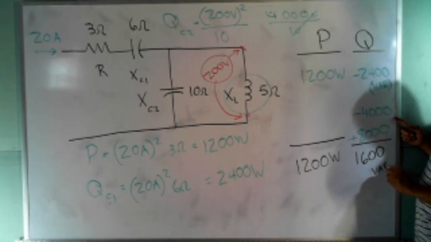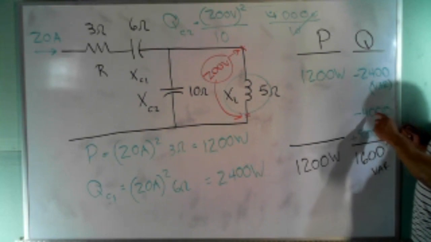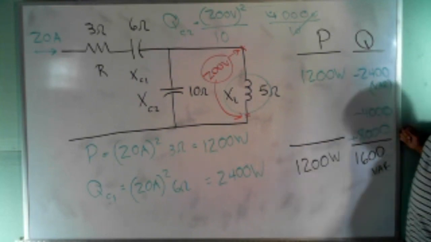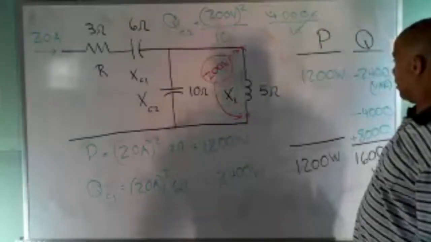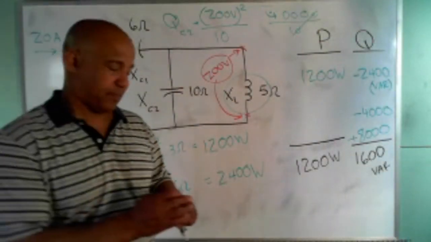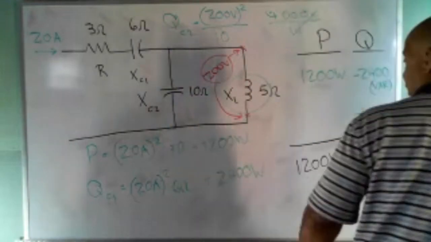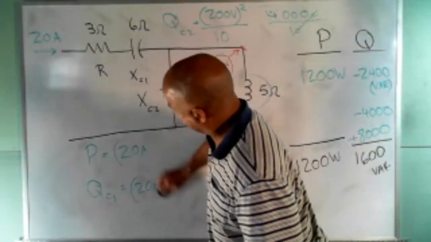Is that right or not? 8,000 minus 4,000 minus 2,400. Is it 1,600? Yes. Okay. All right. So now we gotta find S, and that's it. We're good to go. And of course, that's just Pythagorean theorem.